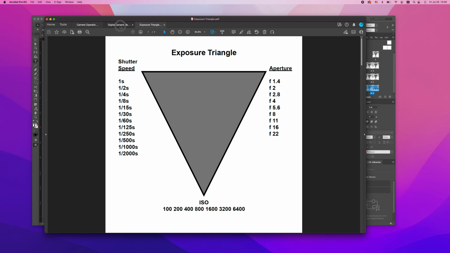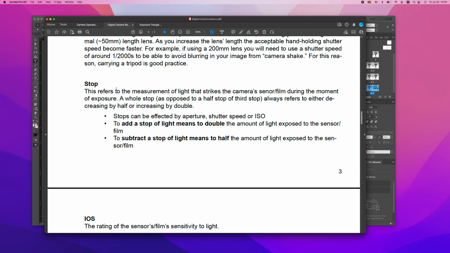And I just want to quickly define stop for you because I've been throwing this term around throughout the videos. I want you to really know what it is because it's going to be constantly used in your vocabulary when you're talking about exposure and your pictures. So this references the measurement of light that strikes the camera's film or sensor during the moment of exposure. And a whole stop, as opposed to a half stop or a third stop, because we have those as well, always refers to either decreasing by half or increasing by double.